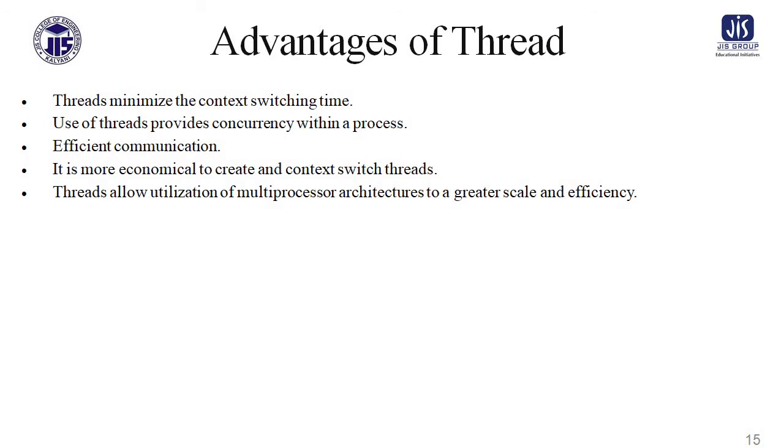So these are the important points you have to remember. First, the context switching time is less. Next, it provides concurrency. It creates efficient communication. Next, it is very economical, that means it has less overhead. Next, threads allow utilization of multiprocessors, which means CPU utilization is much higher than with any other process.